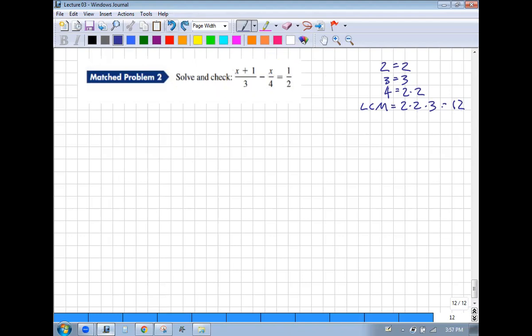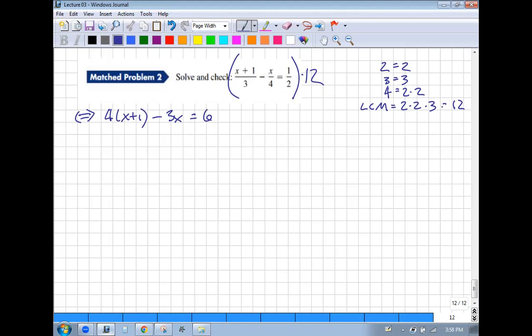So 12. I'm going to abuse my notation and say, let's multiply everything by 12. 12 over 3, 12 divided by 3 is 4. 12 over 4 is 3. 12 over 2 is 6. Do I follow that step? I'm just going to write it all out.